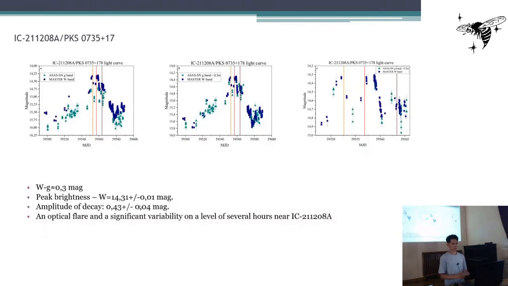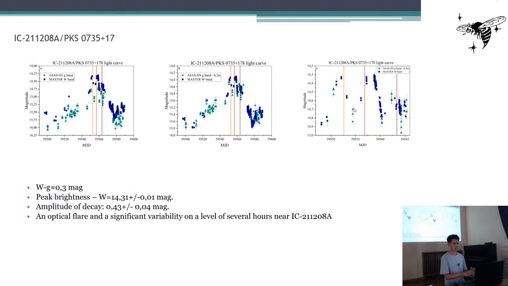Now to light curves. Light curves were made using data from 2 projects, ASAS-SN and MASTER. MASTER is colored blue, while ASAS is colored teal. You can clearly see the flare and some very interesting decay between the detections by BAST, IceCube, and by Baikal. BAST is highlighted by the orange line, while the detection by IceCube is the red line. Here we can see more clearly this decay. Amplitude of this decay is approximately 0.4 magnitude.